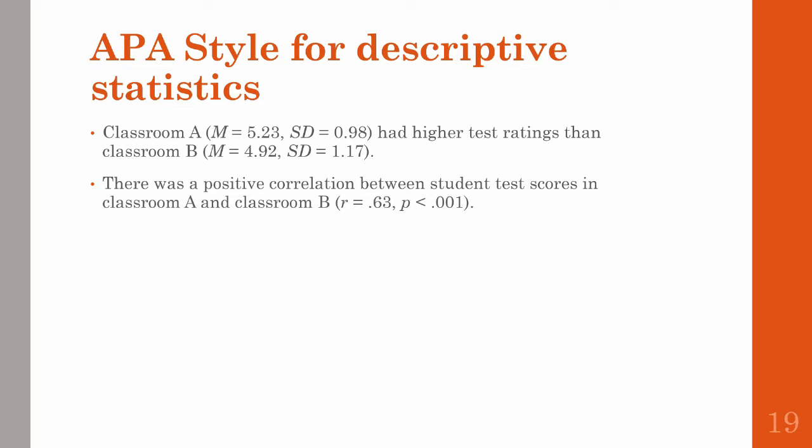So you could say there was a positive correlation between student test scores in classroom A and classroom B, r equals 0.63. I attached a p-value there, and that's how you would report the p-value next to that test, but we'll get into that next video on how you would interpret that.